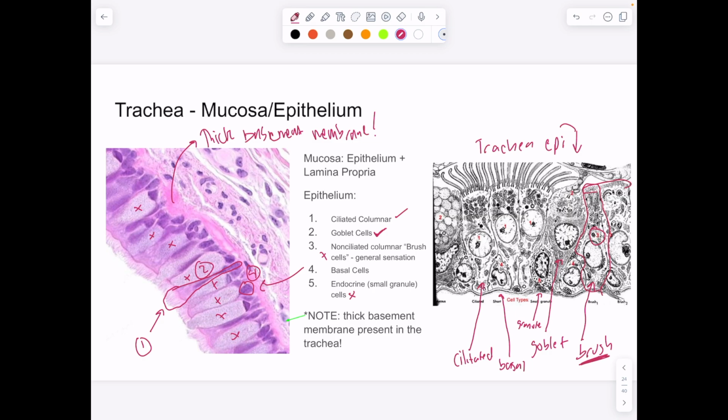And again, what are brush cells used for? They're general sensation cells, but we generally can't see them very well in H&E stain, so we shouldn't have to identify them. Then we, of course, have our lovely cone-shaped basal cells, which are mitotically active and can divide into other types of cells. All right, again, thick basement membrane, our friend, the trachea.